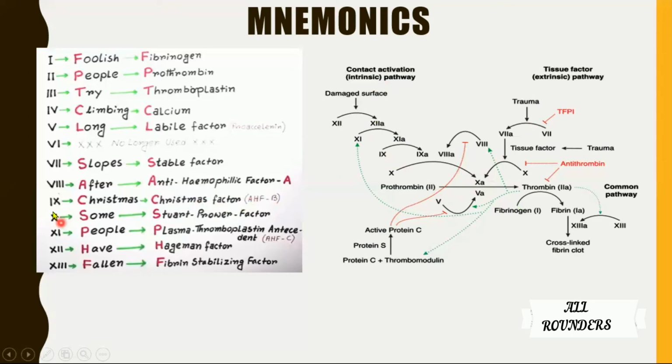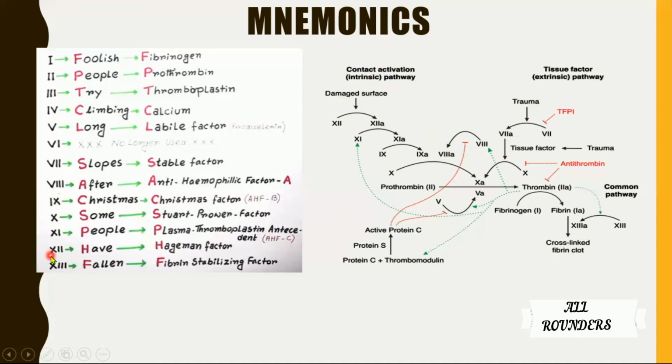Similarly, Stewart factor, which is the 10th factor, is also part of the common pathway. This 10th factor is very important because it is the factor at which the intrinsic pathway and extrinsic pathway meet. Similarly, we have the 11th factor, plasma thromboplastin antecedent, also known as anti-hemophilic factor C. This is a factor of the intrinsic pathway.